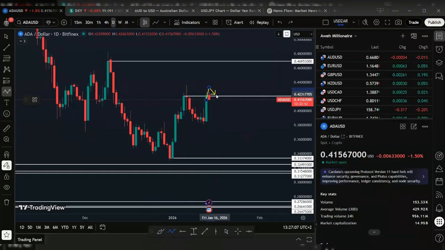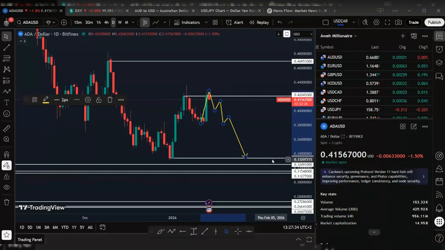Now, this is key because a break above this level and a close above this level then opens up doors for price to continue this bullish move, with the next resistance sitting at the 0.4695 level. But if price fails to close above this level, then this could be the sign of the weakening in this bullish momentum, with a potential of a pullback from the zone before continuing to the upside, or the start of a reversal from this level, with the next key support at the 0.3337 level on ADA USD.